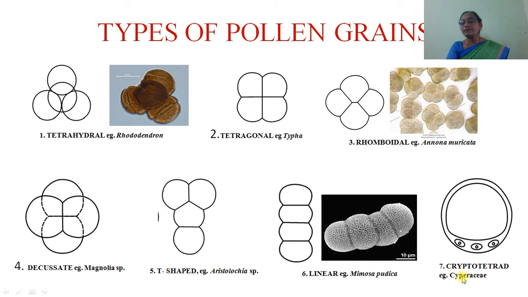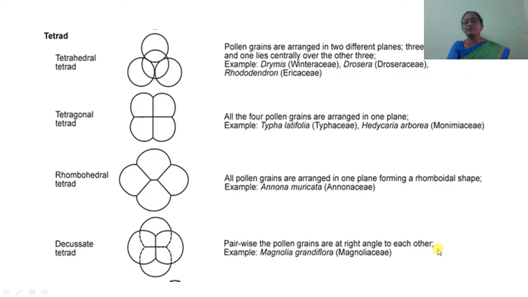Then the seventh one is cryptotetrad, in which three are very small and one is very large, and an example is Cyperaceae. In the Cyperaceae, it is found in a common way. It is the descriptive way of tetrad.